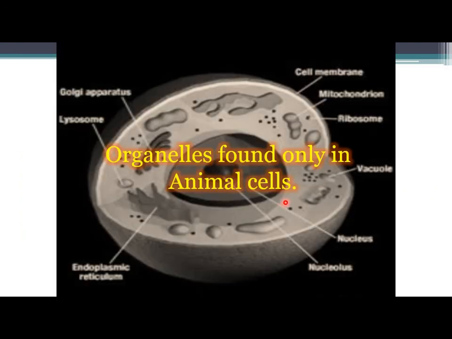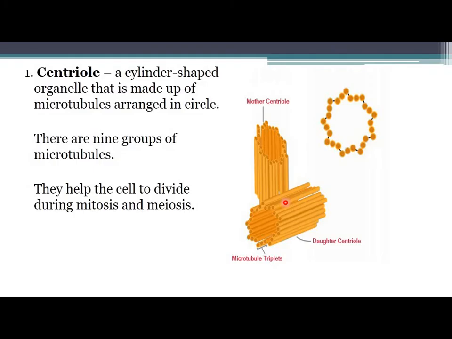Next. Okay, so we're done now with the organelles found in both animal and plant cell. Ngayon naman, ito naman yung mga organelles na makikita lamang sa animal cells. Una na dyan ay yung tinatawag na centriole, no? So, centriole, it is a cylinder-shaped organelle, gaya na nakikita nyo, that is made up of microtubules, no? Yan, yung mga maliit na tube na yan, microtubules, arranged in circle. Now, there are 9 groups of microtubules, nga lang sobrang beyond na yun sa lesson natin, pero discuss lang natin kung ano yung function nitong centriole na to.